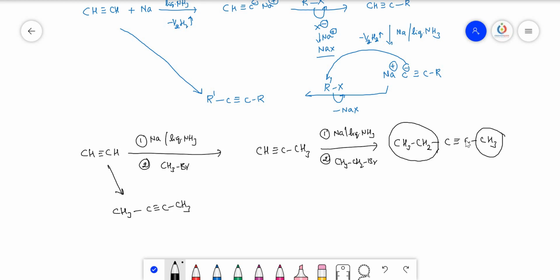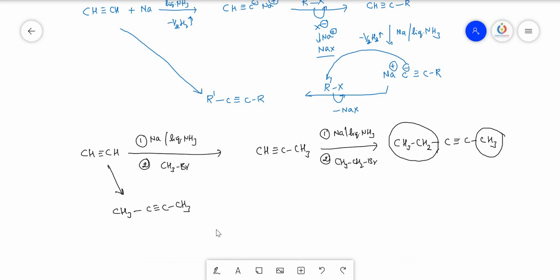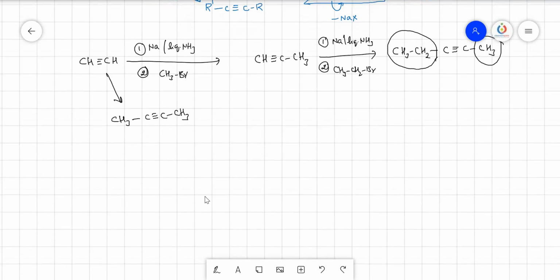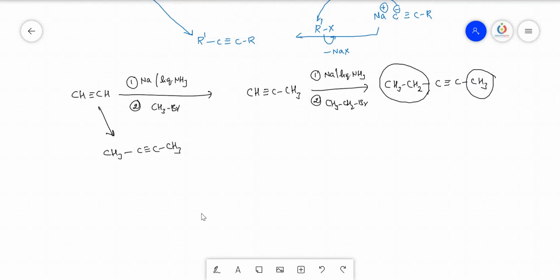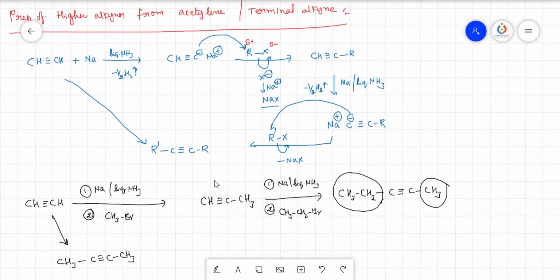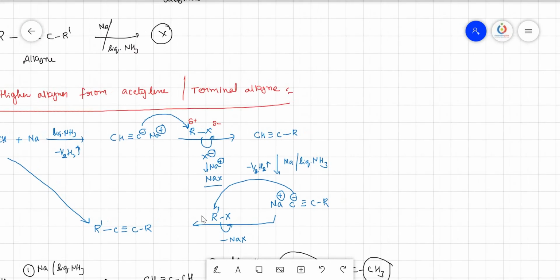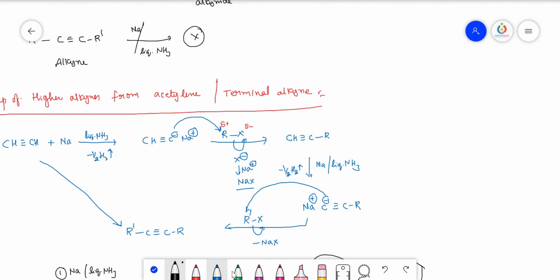If you want to prepare 2-pentyne, then in one step you need to take methyl bromide, and in another step you need to take ethyl bromide. Now, what type of alkyl halides we can use and what type of alkyl halides we cannot use in these reactions, that we shall discuss now. Let us see the types of alkyl halides.